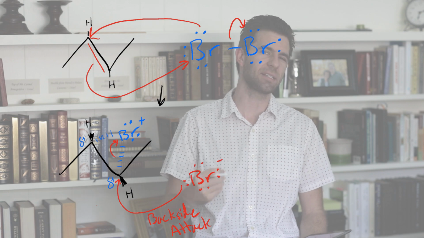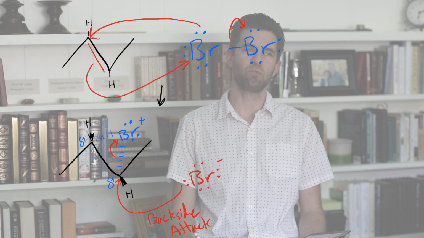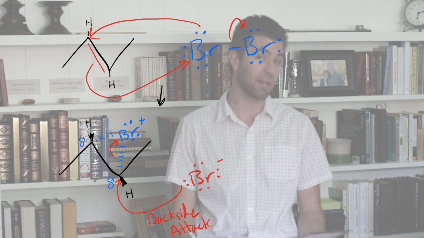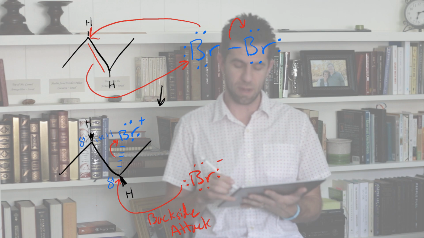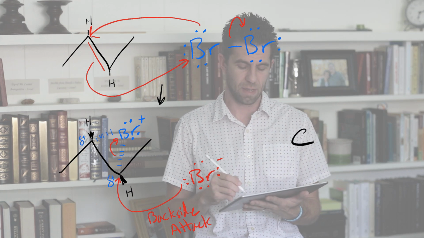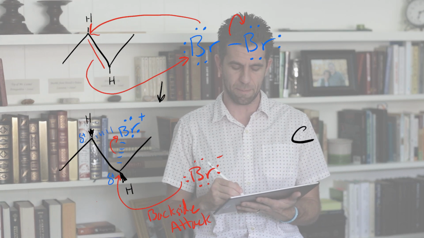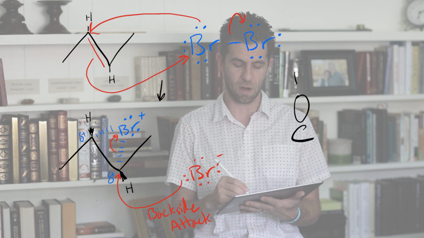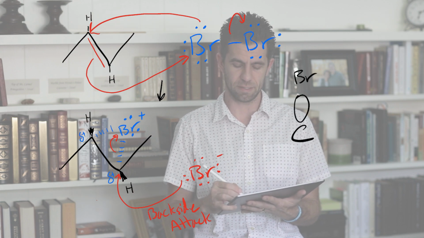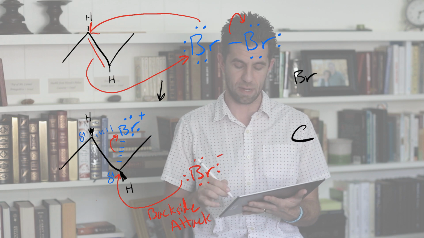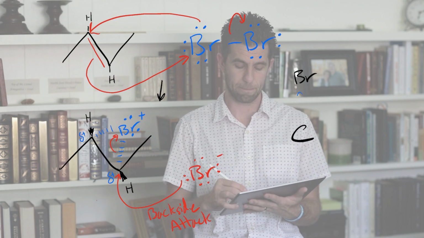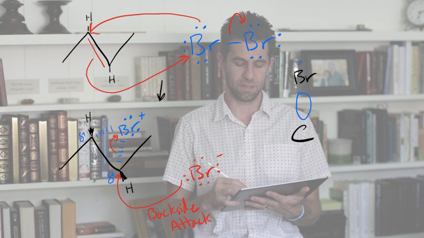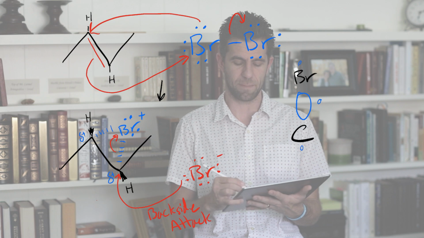This is a backside attack on that carbon. Now, it's really important to review what a backside attack is. If we imagine there's this carbon here, it's forming a sigma bond with this Br, right? So let's draw it right here in blue. And it's got these little deals out here, right? This is our sigma bond.